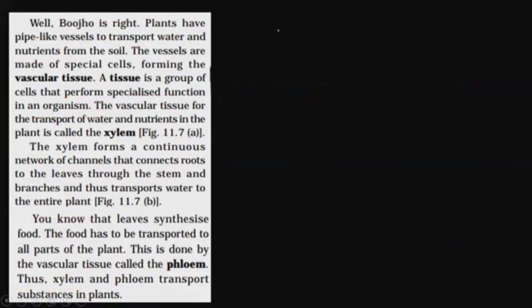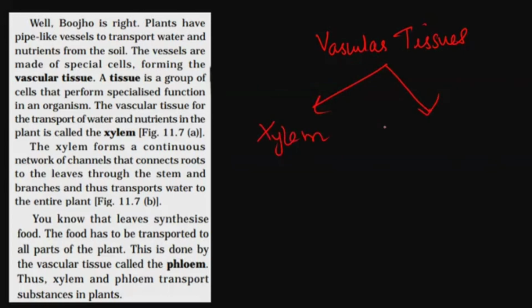Okay, so vascular tissues, this is for plants. I have xylem and phloem. Xylem transports water, minerals, etc. Whatever I'm getting from my roots, my root is giving me water, minerals, etc. So xylem is going to transport that water and minerals to the leaves and to other parts of the plant as well.